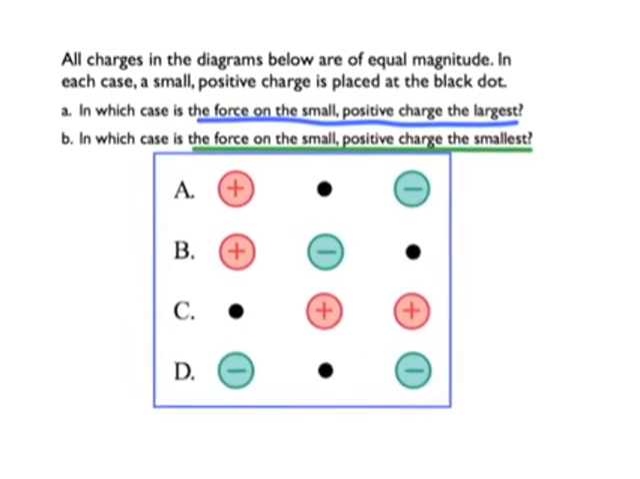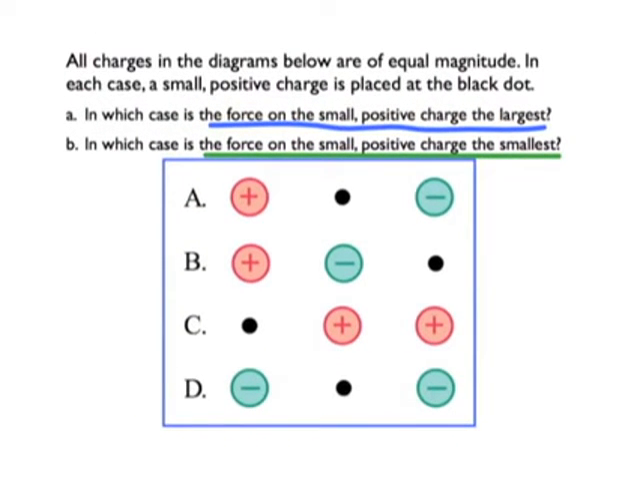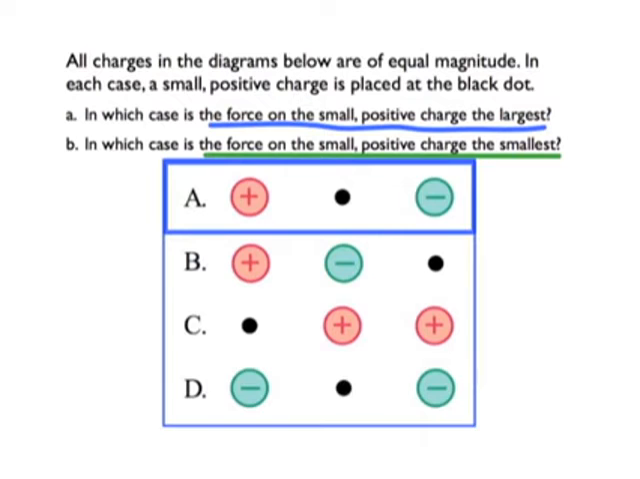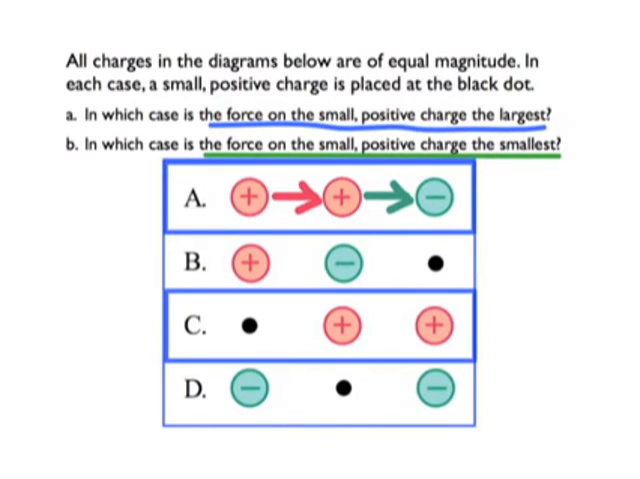Okay, let's go ahead and vote. Which of these cases is the largest? It's case A. How come case A is the largest? Well, let's look at it. Right here, a small positive charge, what direction is the force it feels from this positive charge? To the right. And how about the force from the negative charge? To the right, okay?